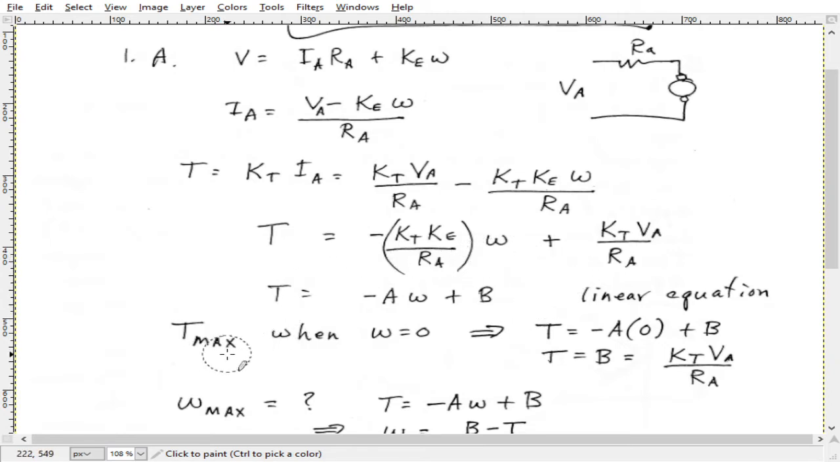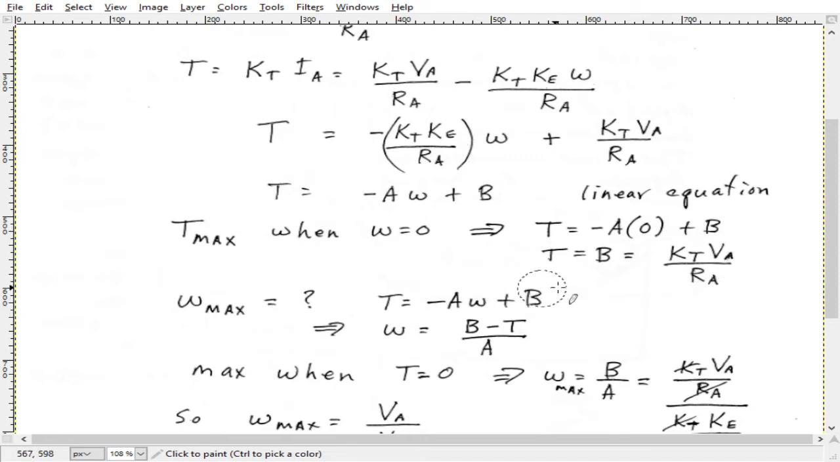So here T max occurs when omega equals 0. If we plug 0 into here, we see that the maximum torque occurs when it's not rotating, omega equals 0, and that equals KT VA over RA, which is this right here. You plug this 0 into here, so this is gone, and it's just that. So that's the maximum torque you can get, because as the speed increases, this right here is a negative number that's added to that, so it reduces it.